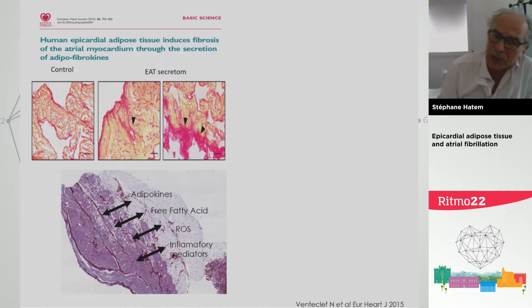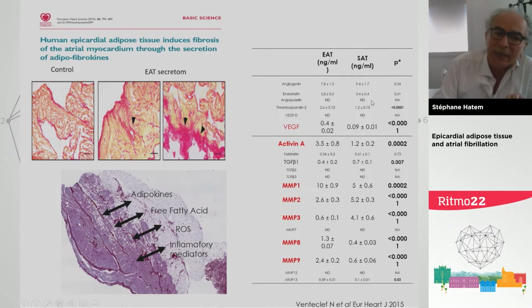Another mechanism by which this adipose tissue can modify the neighboring myocardium is by secreting adipokines. Indeed, this adipose tissue, which is shown here, secretes a lot of molecules, and first of all, it is a source of free fatty acid, but in some circumstances, it can also secrete adipokines that can have an impact on the atrial myocardium. And in this study, we show that when you apply the secretome of this fat tissue, obtained in patients, on the atrial myocardium, you induce a massive fibrosis.